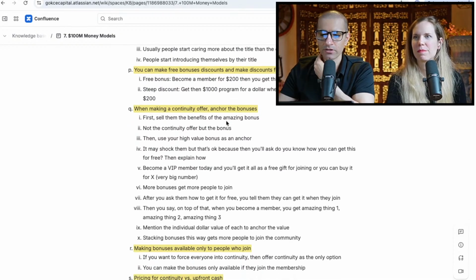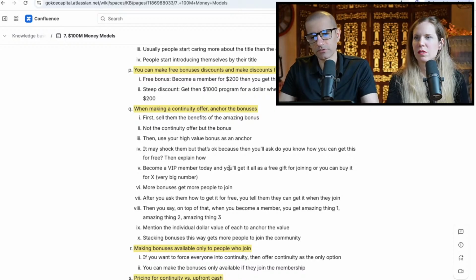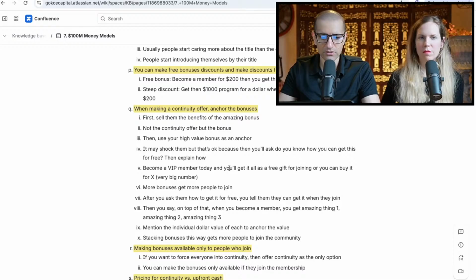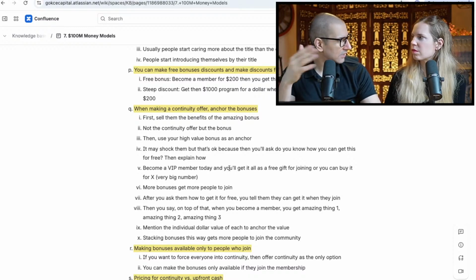When making a continuity offer, anchor the bonuses. That's what you're doing, right? Yeah, first sell them the benefits of the amazing bonus. Okay. So it looks like we have all the things we need to construct, right? And we already have the individual elements. So now you just need to rearrange them, right?